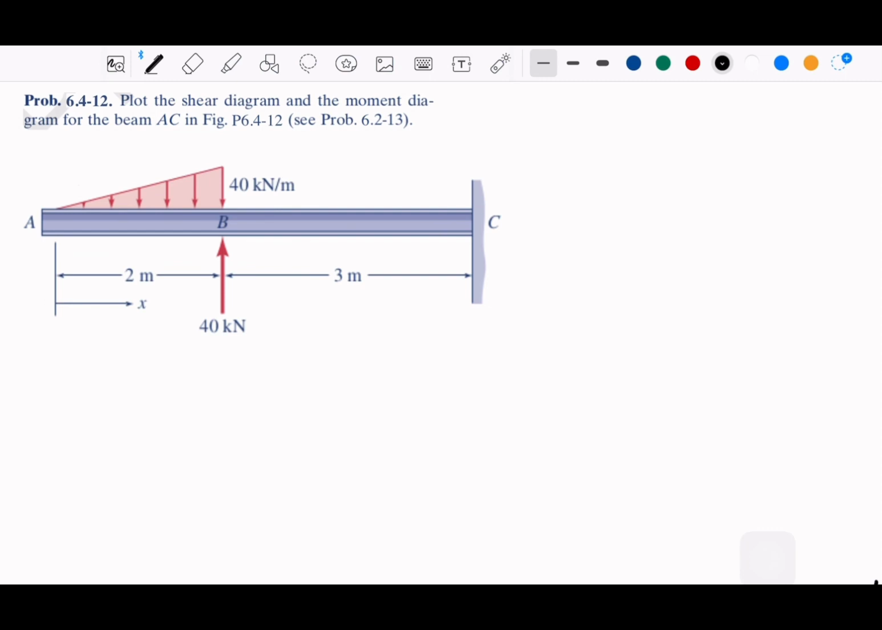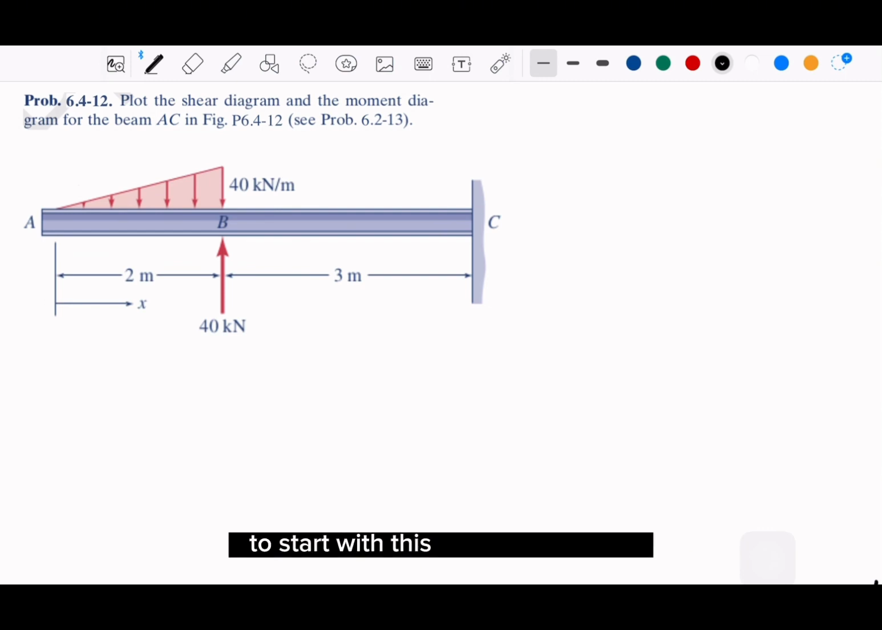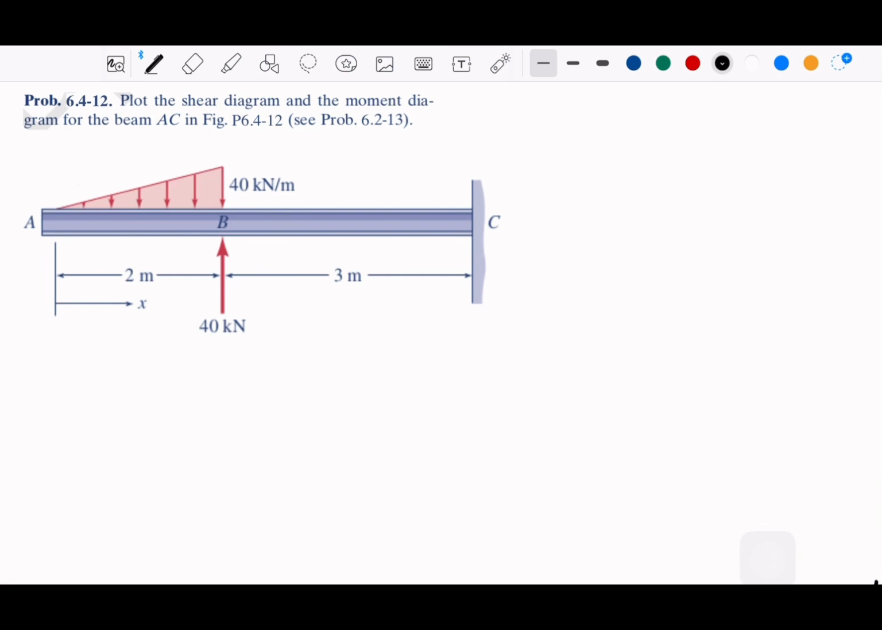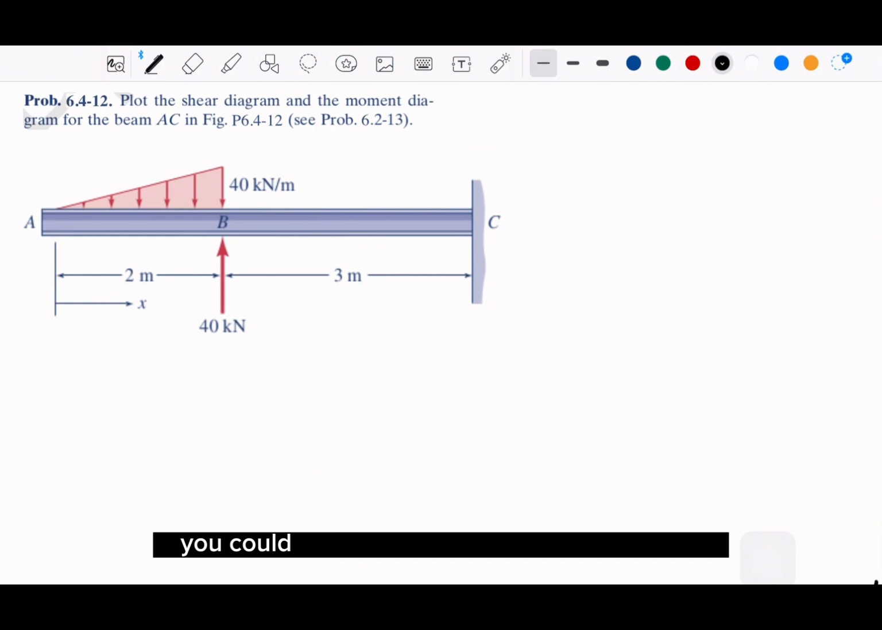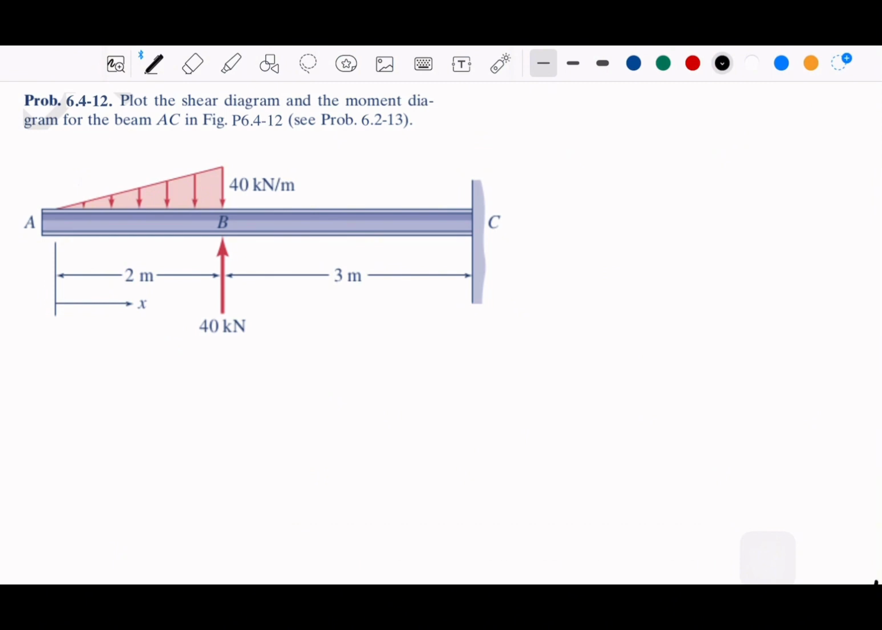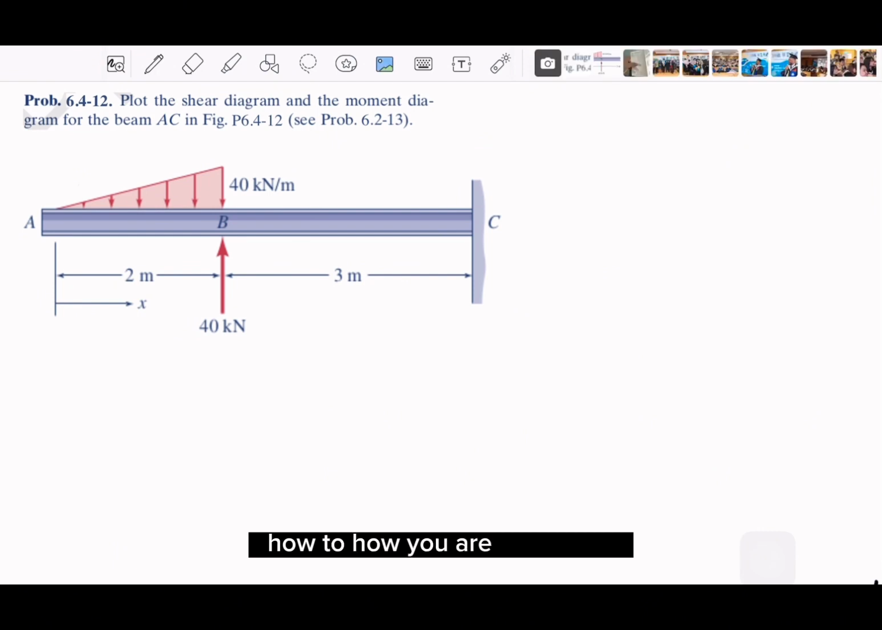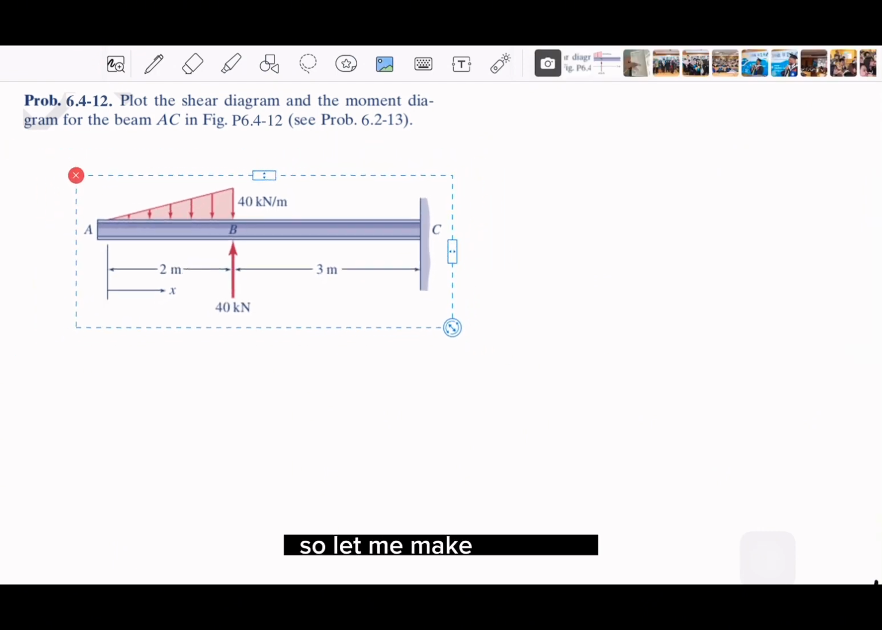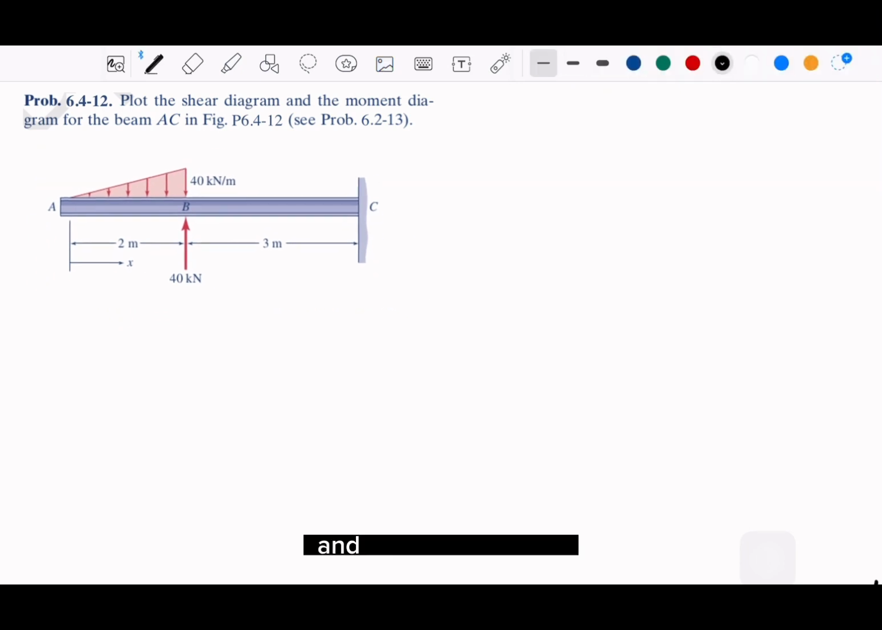So to start with this problem, as usual, we are going to make the free body diagram. If you haven't checked the problems, you could try the problem and then see which steps you are still not really sure how to do. So let me make it smaller.